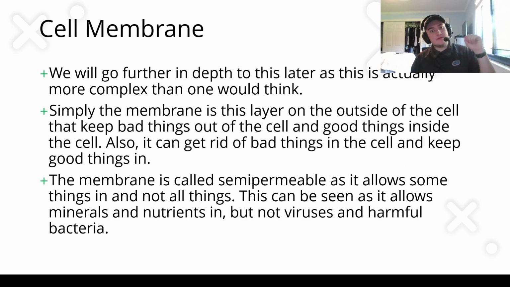Next, we're going to the cell membrane. This is complex. We will go further in depth later. It's another chapter, actually. Another name for it is the phospholipid bilayer. But right now we're going to call this the cell membrane. Simply, the cell membrane is a layer outside the cell, so think of it as the nuclear envelope. So it's a circle around the cell that will bring good things in, it'll keep bad things out, it will keep good things inside the cell, and it'll get bad things from inside the cell to outside the cell. So it's like the bouncer to the club, keeping the bad people out, keeping the good people in.